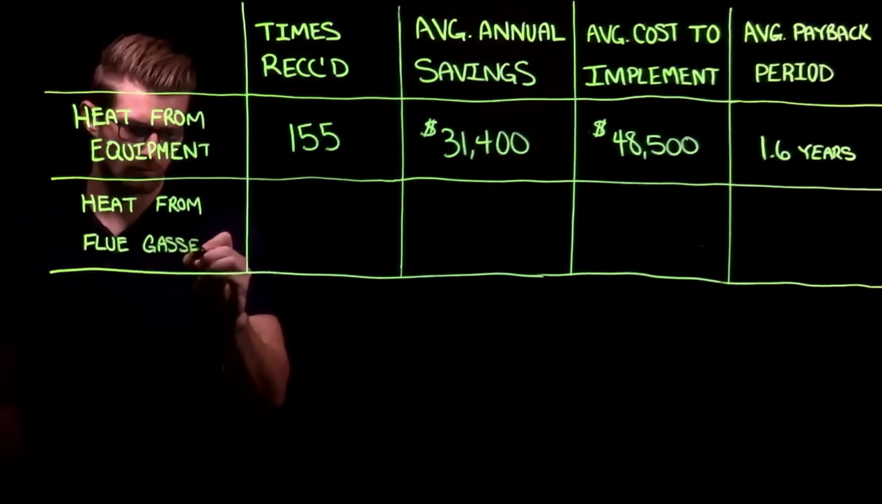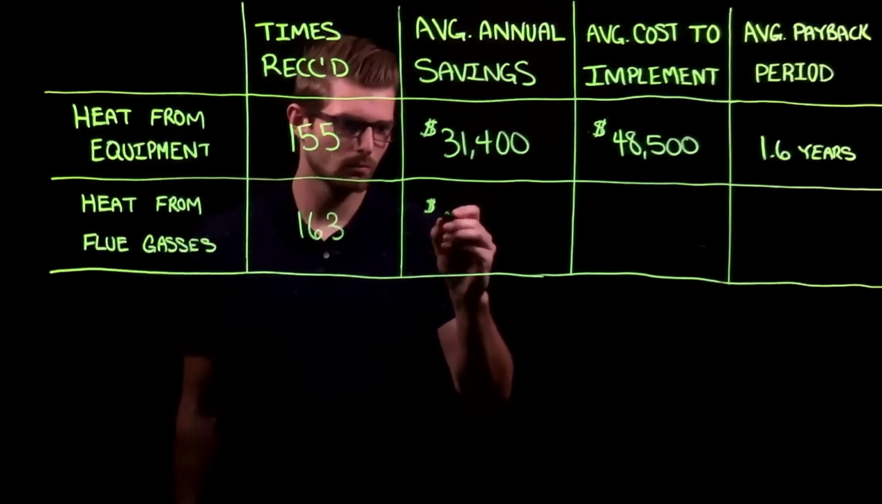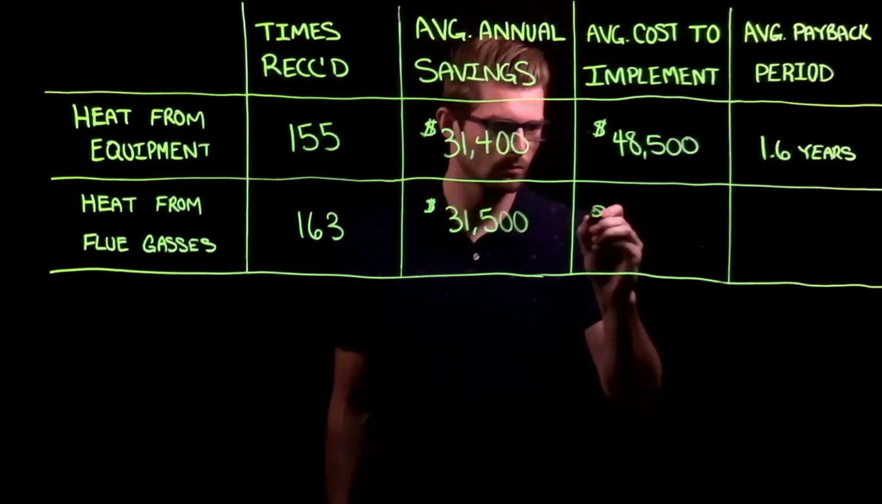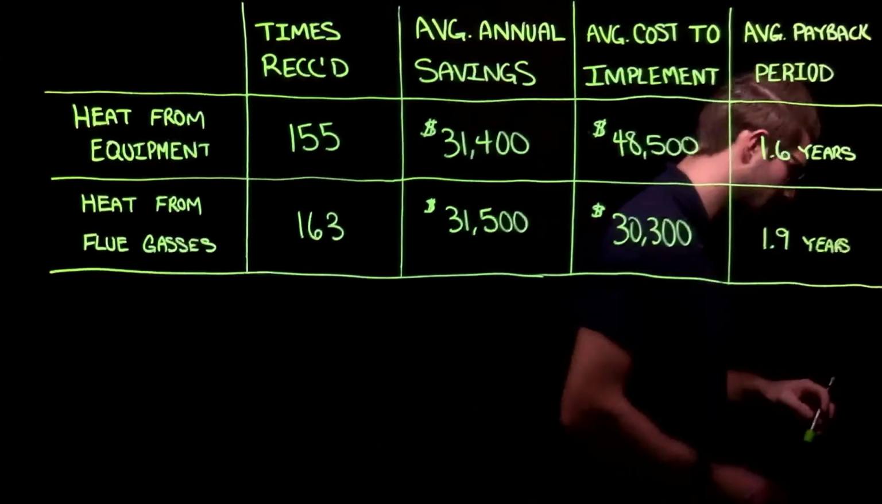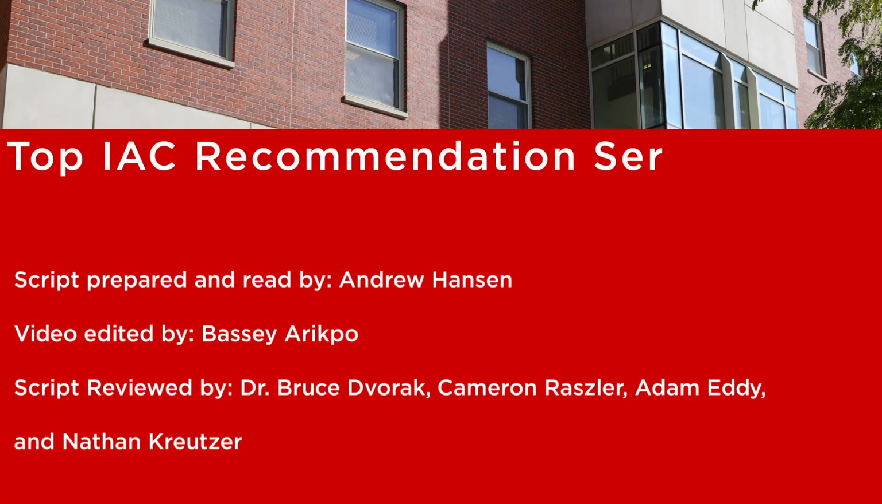On average, savings total $31,500, and the average implementation cost is $30,300. This upgrade will pay for itself in an average of 1.9 years. This concludes our list of recommendations related to heat recovery.